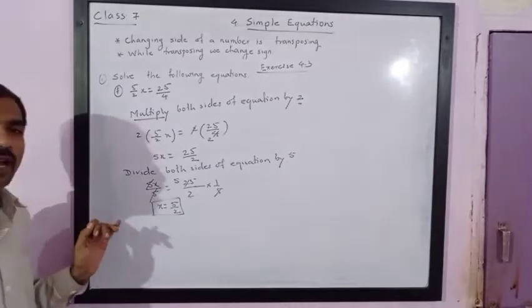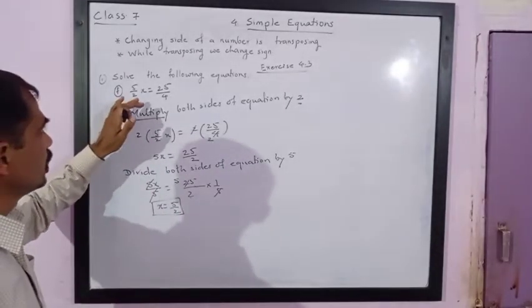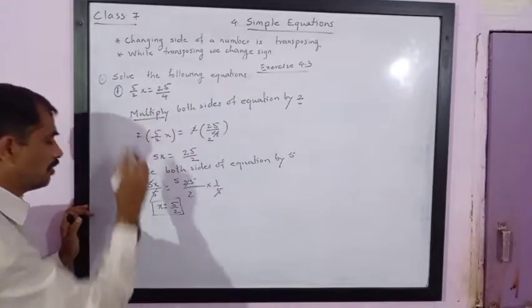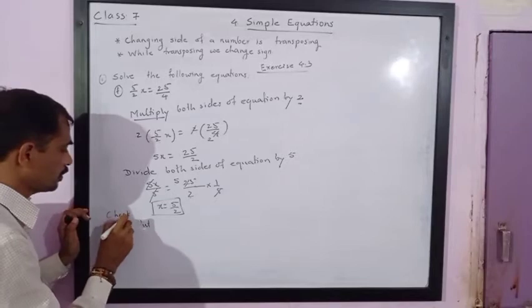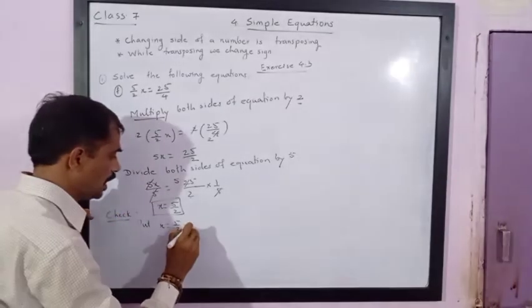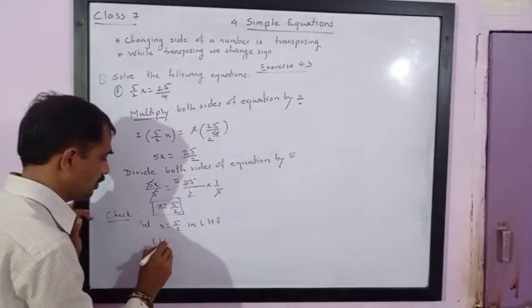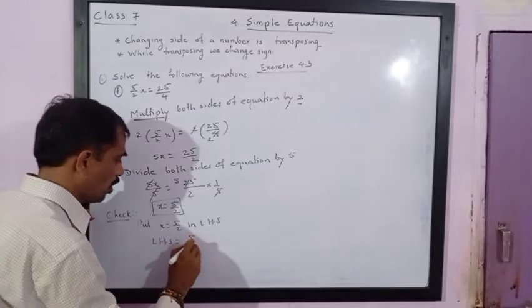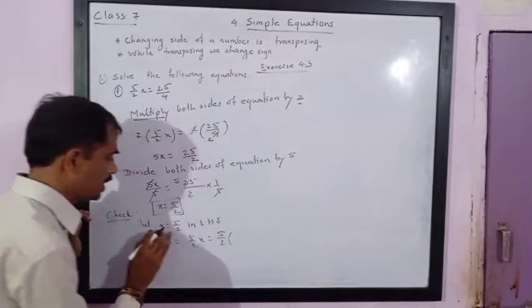Let us check whether our solution is correct or not. So for checking, I have told you, we have to put the same value in the left hand side. So for checking, put x is equal to 5 upon 2 in LHS. So we have LHS is 5 upon 2x, that is equal to 5 upon 2 multiplied by x, which is also 5 upon 2.